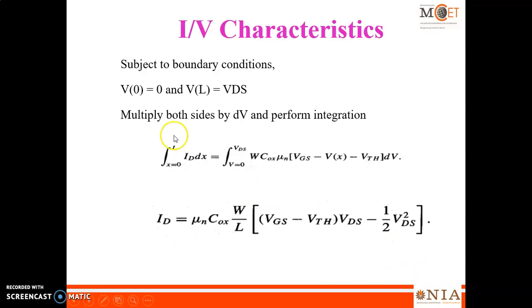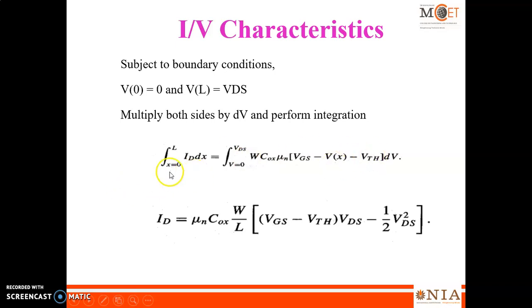What are the boundary conditions? V of 0 equal to 0 and V of L equal to VDS. These are my boundary conditions. Now I am going to apply my boundary conditions from 0 to the drain to source voltage, and I am going to multiply both sides of the drain current by dV, and then I am going to perform the integration.